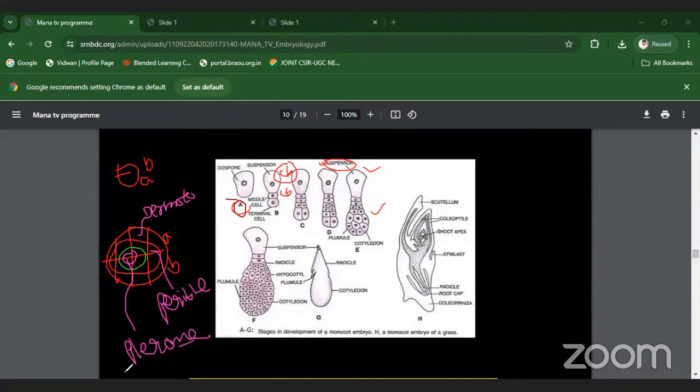This entire part develops and forms a single cotyledon. In dicotyledons, two cotyledons are formed, but here only a single cotyledon is formed. The stem apex is formed laterally in a constriction-like area between the embryonal axis and the cotyledon.